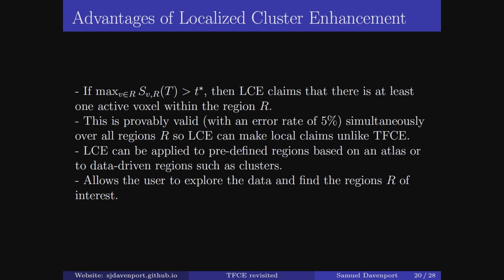The simultaneity over all regions R means that this approach can be applied either to predefined regions based on some atlas, like the Harvard-Oxford or something else, or also to data-driven regions, such as clusters. It's valid over all simultaneously, so you could do both at the same time. This allows the user to explore the data and find the regions of interest that they like. They can choose one region, check that, choose another region, check that, and it's all valid with a total simultaneous error rate of 5%.